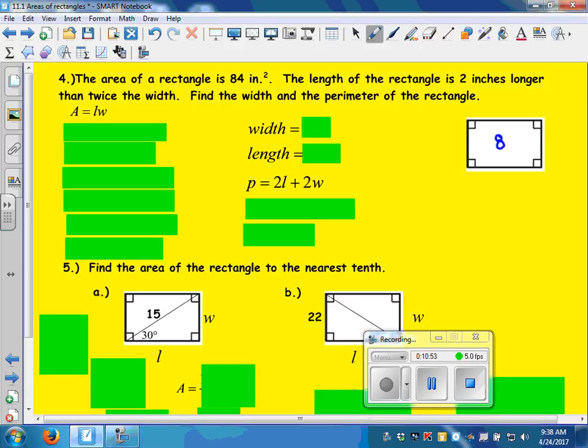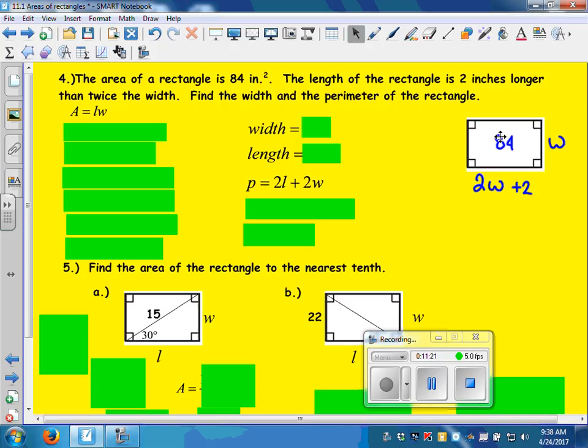So my area is 84, and I take the shorter side and label it with an X or a W, whatever your choice is. If I know that the width is smaller, the length is 2 inches longer than twice the width. So 2 inches longer is plus 2 on the back, and then twice the width. You want to label those with expressions in terms of one variable, not two, because ultimately we're going to have to solve this.